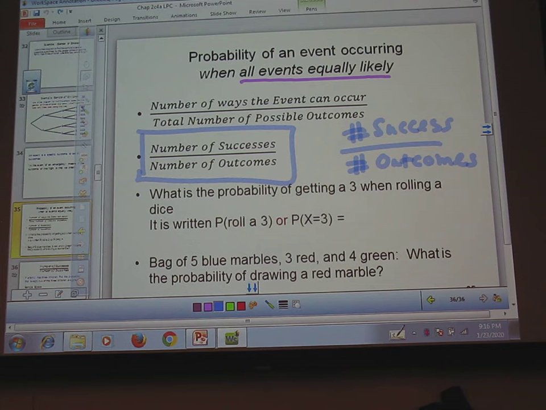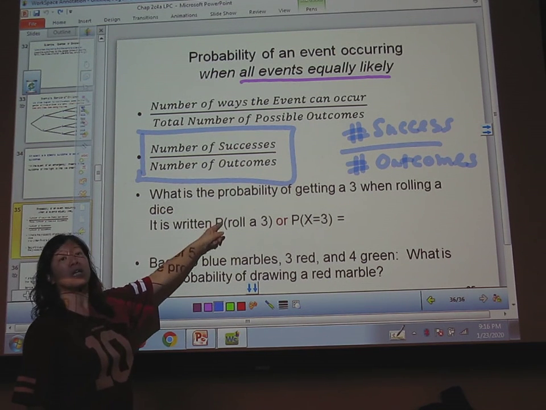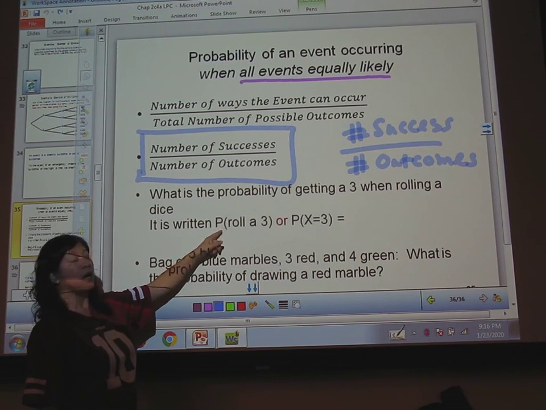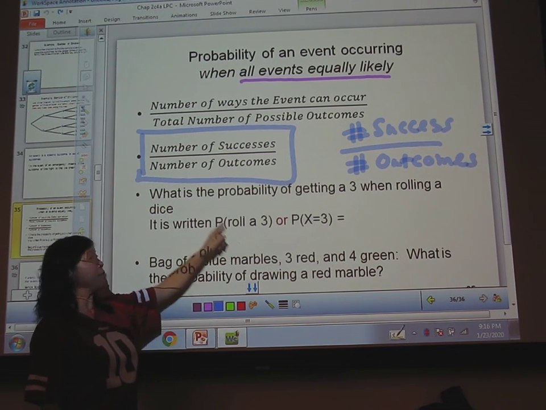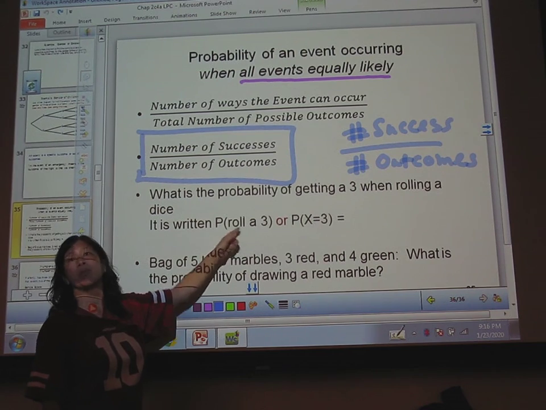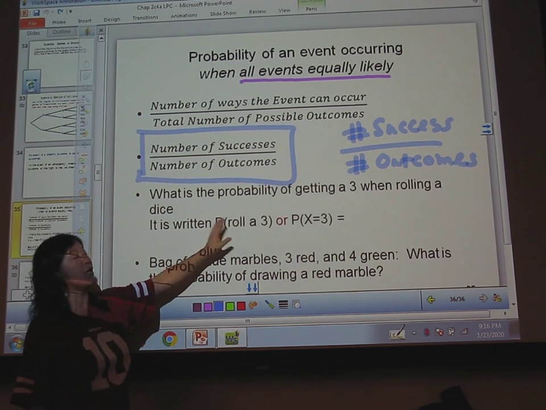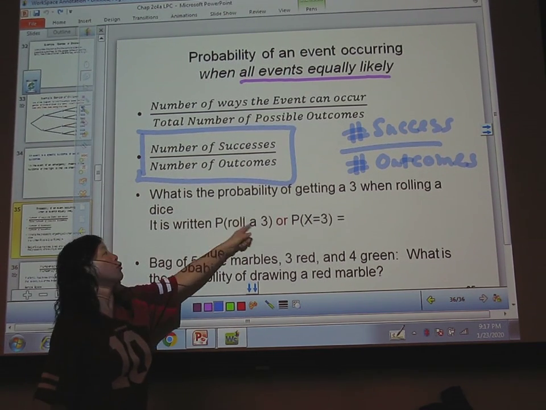So let me ask you this. What's the probability of getting a 3 when you roll a dice? Note it's written with a capital P, which means probability, and then parentheses. When you have a capital P next to parentheses, that means probability of, always. Probability of what? Rolling a 3.